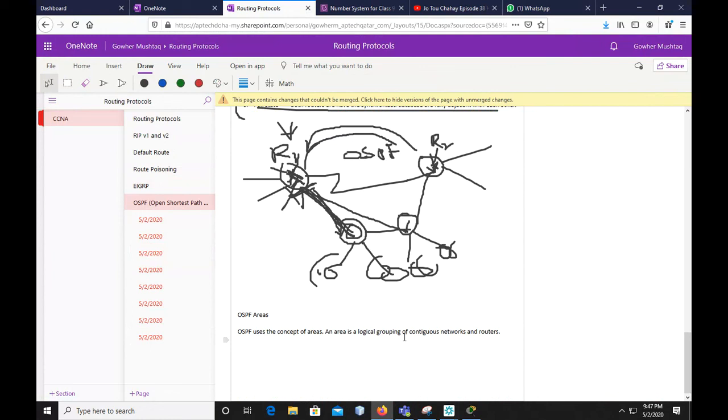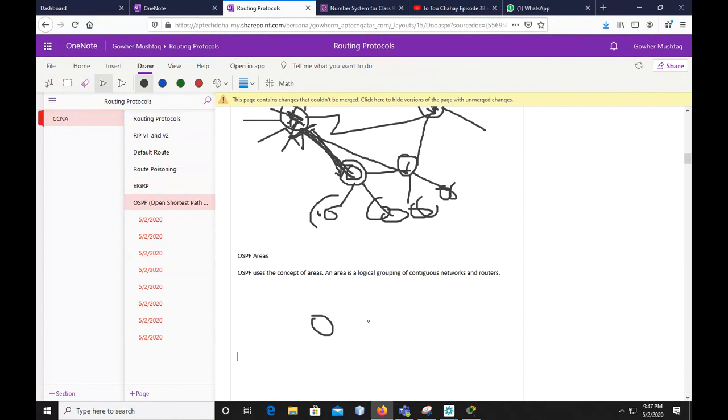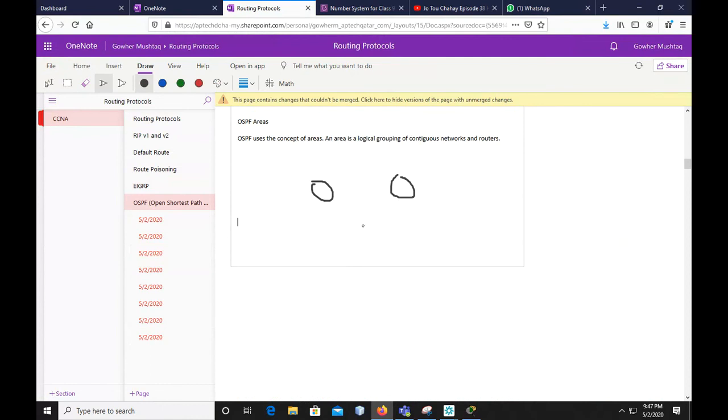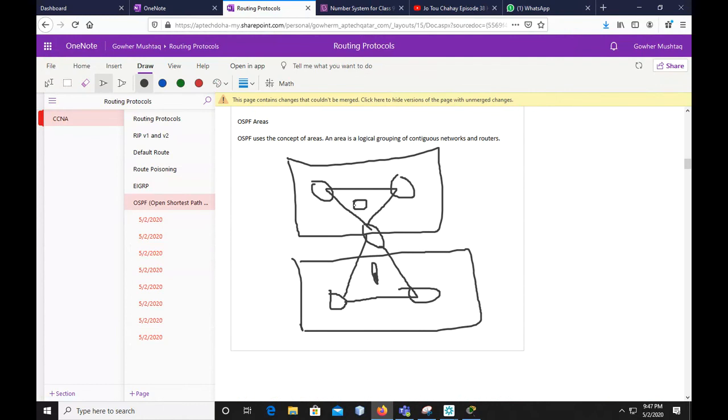Every area should have a unique area ID, which I'm going to tell you now. Suppose that we have one network here. This is one router, another router, and another here. We have one router here, one router here. So this is one area, and this is another area. This is area 0, and this is 1. This is how it's logical bending of networks. So this is area 0, A0, A1.